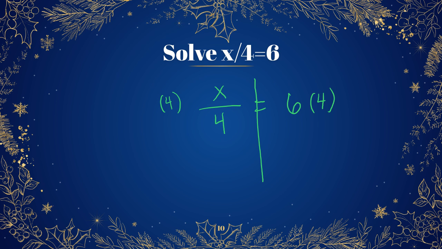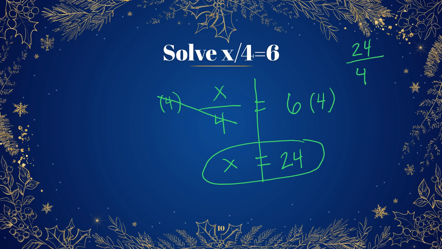So if I have 4 divided by 4, because I would have 4x divided by 4 is essentially what this is, so that cancels each other out over here, because that's going to equal 1. So I have x equals, and what is 6 times 4? 24. So now if I plug 24 in for x, I would have 24 over 4 equal 6. So does 24 divided by 4 equal 6? Yes, it does. So again, that's just another way that you can check yourself.